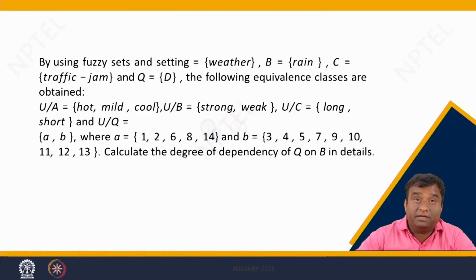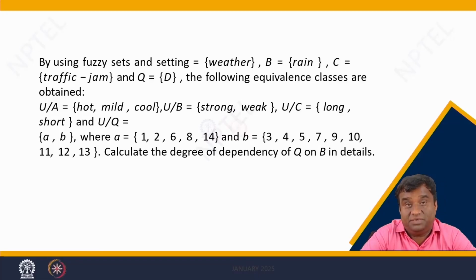So check the calculation. These are the fuzzy sets: weather, rain and traffic jam, and Q is the decision attribute. The following equivalence classes are obtained. For weather, it is hot, mild, cold. For rain, it is strong and weak. For traffic jam, it is long and short. For the decision attribute, U by Q is A, B, where A represents no, which, if you recall the last example, is 1, 2, 6, 8, 14, and B represents yes, which is 3, 4, 5, 7, 9, 10, 11, 12, and 13.